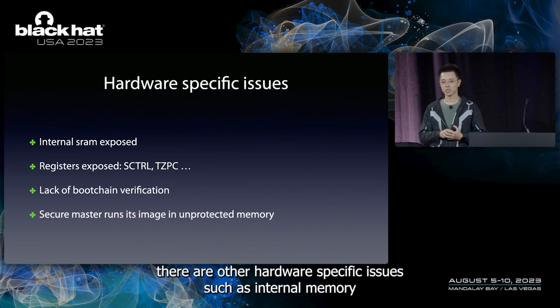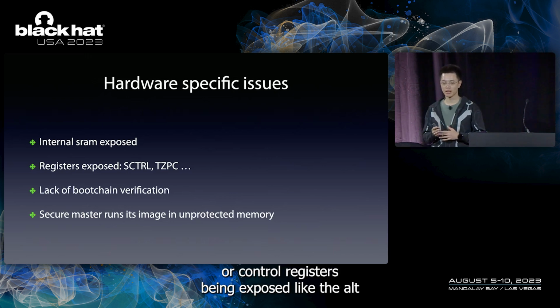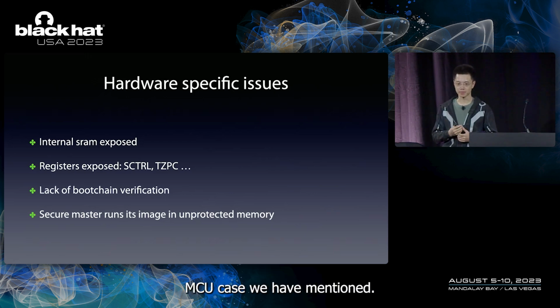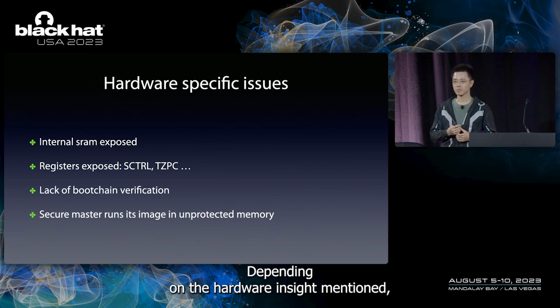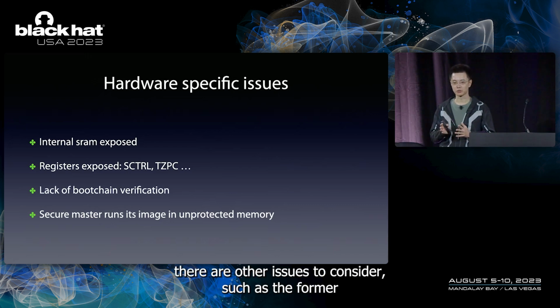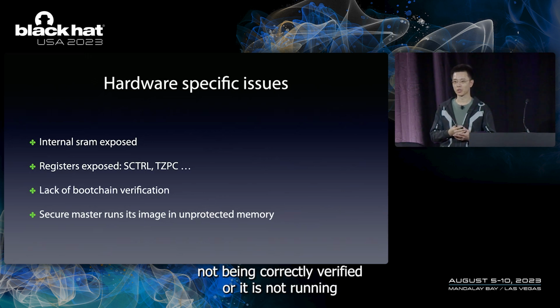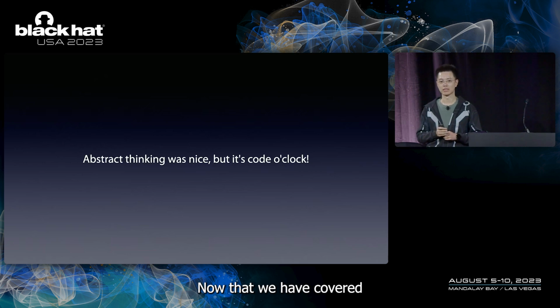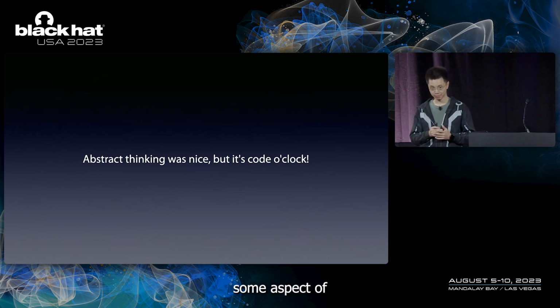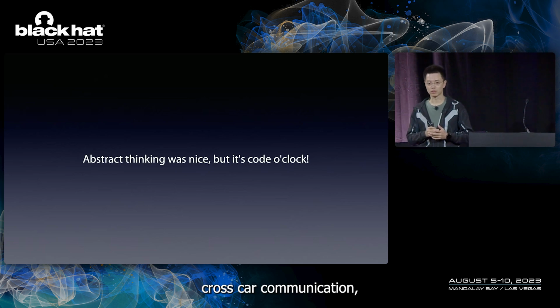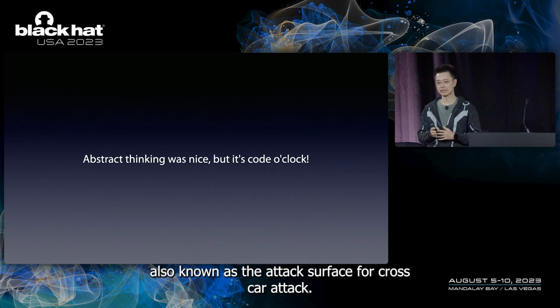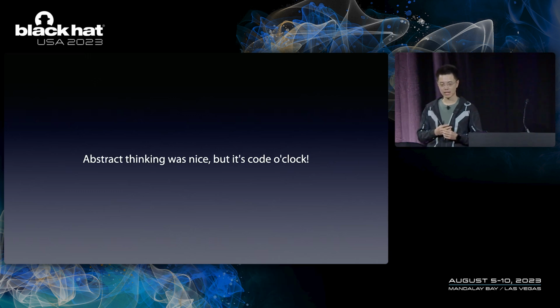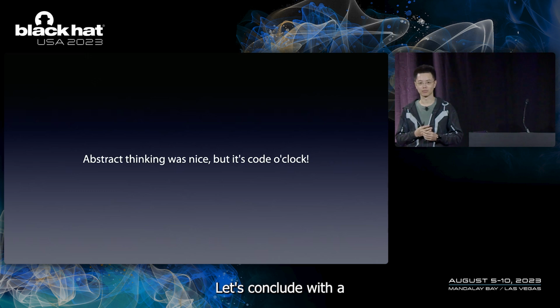Additionally, there are other hardware-specific issues, such as internal memory or control registers being exposed, like the LPMCU case we have mentioned. Depending on the hardware, there are other issues to consider, such as the firmware not being correctly verified or not running in protected memory. Now that we have covered some aspects of cross-core communication, also known as the attack surface for cross-core attacks, let's conclude with a concrete example.